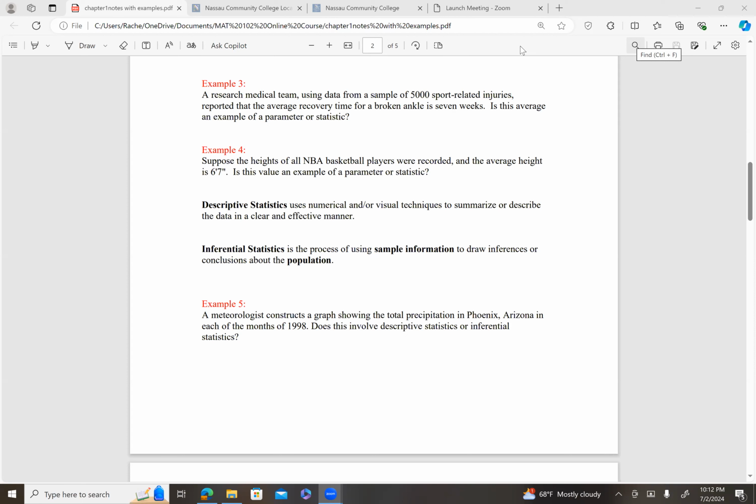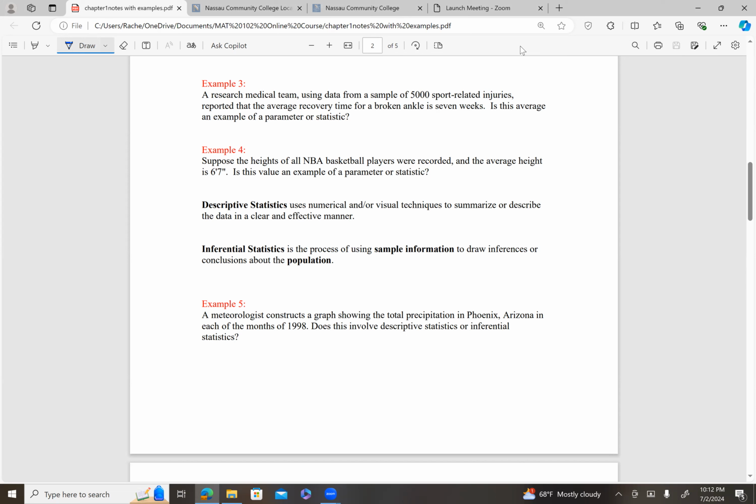So example 3 says, a research medical team using data from a sample of 5,000 sport-related injuries reported that the average recovery time for a broken ankle is 7 weeks. Is this average an example of a parameter or a statistic? So let's quickly review the difference between a parameter and a statistic. So remember, a parameter is a number that describes a characteristic of a population, and a statistic is a number that describes the characteristic of a sample.